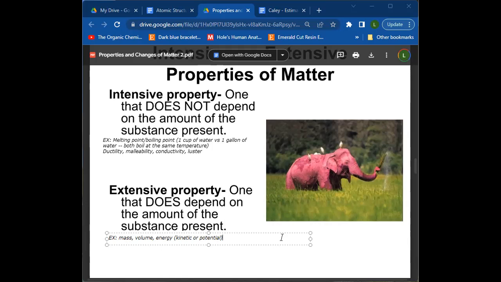Okay, so for example, like potential energy, if you have a protein bar that says 1 gram of carbohydrates versus another that says 20 grams of carbohydrates, I think most people, using common sense, know that the 20 grams of carbohydrates has more energy than the 1 gram of carbohydrates. So that's an example of how potential energy is an extensive property.